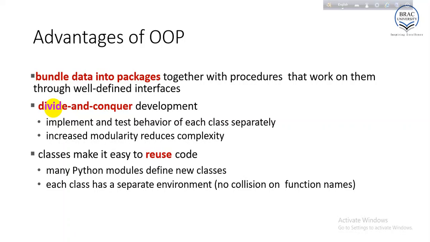Okay. The next advantage is that we can do this in a divide and conquer method, and so build small classes and test those, instead of writing a big, huge code and then testing it. This helps us to easily find bugs, and we also can reuse the code.